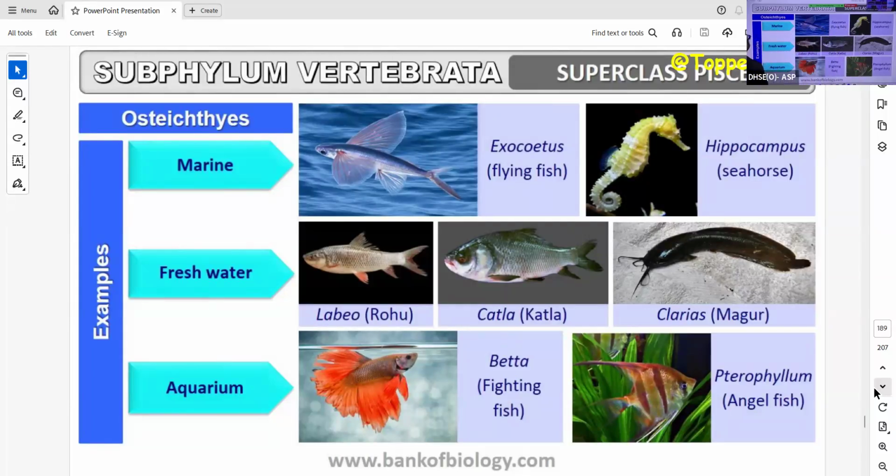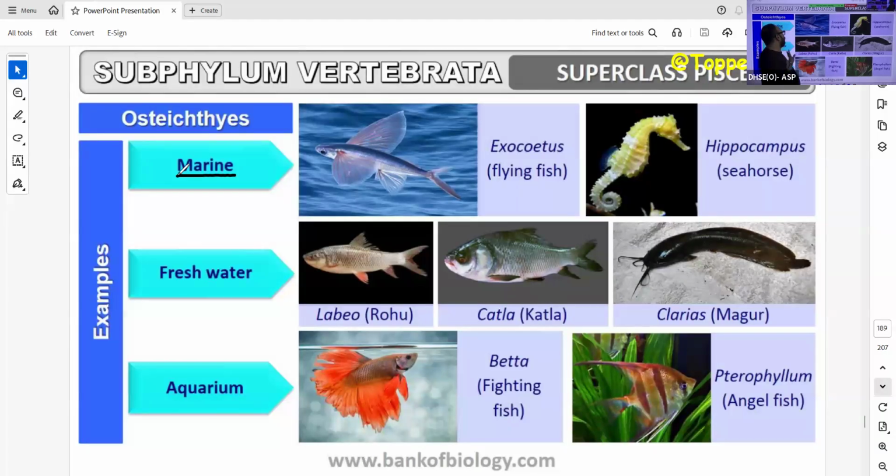Then, if you look at the bony fishes, they can be both freshwater and marine. Cartilaginous fishes are mostly marine, but bony fishes can be both marine as well as freshwater. Examples of marine bony fishes: Exocoetus or the flying fish, Hippocampus or the seahorse.